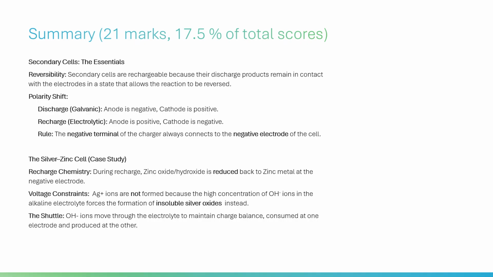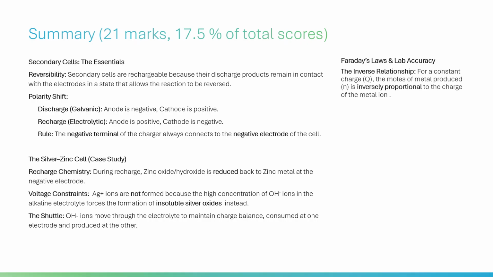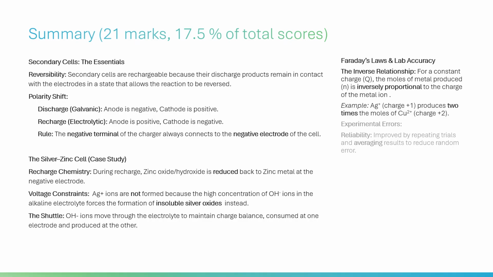Faraday's laws and lab accuracy: the inverse relationship. For a constant charge, Q, the moles of metal produced, n, is inversely proportional to the charge of the metal ion. Example: Ag+, charge +1, produces 2 times the moles of Cu2+, charge +2. Experimental errors. Reliability: improved by repeating trials and averaging results to reduce random error. Accuracy: reduced at the cathode if the metal does not adhere to the electrode and falls off into the beaker.